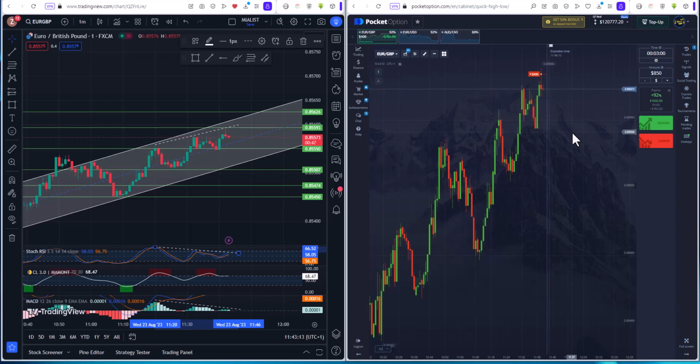So guys, in conclusion, market analysis and price prediction are fundamental skills for succeeding in binary options trading. By integrating both fundamental and technical analysis, traders can make well-informed predictions about asset price movements. Continuous learning, practice and discipline are vital components of a successful trading journey. Approach each trade responsibly, keeping risk management at the forefront of your strategy.